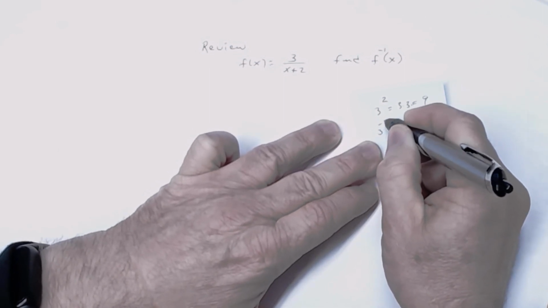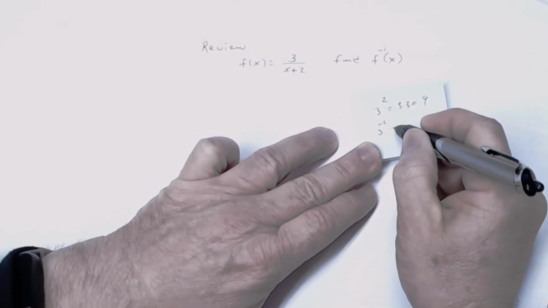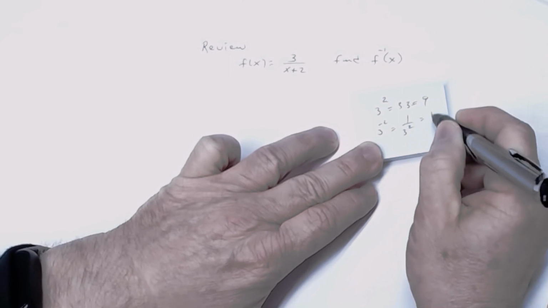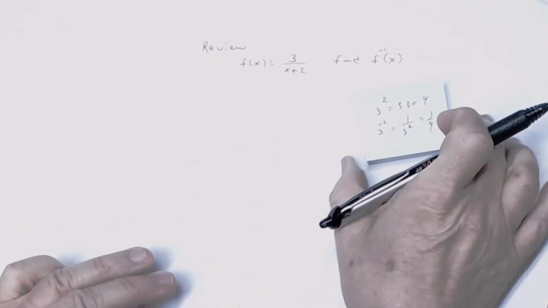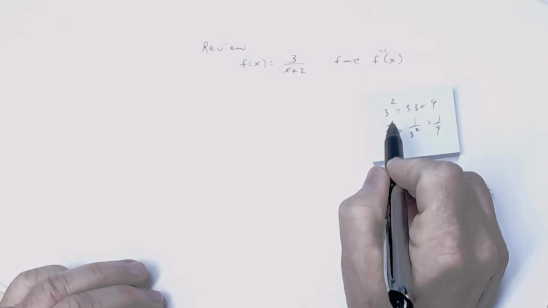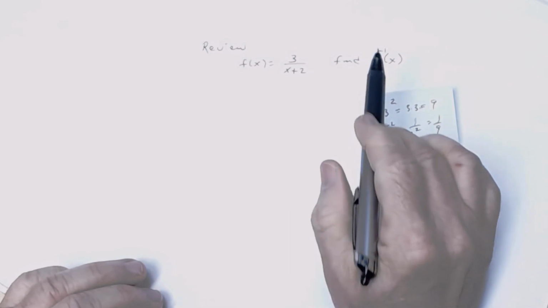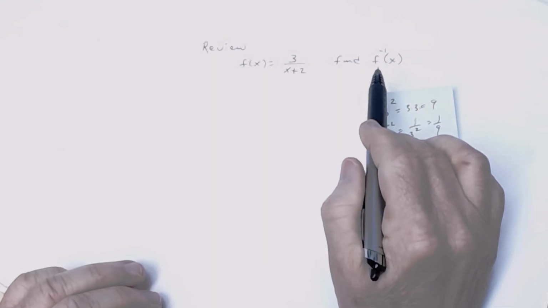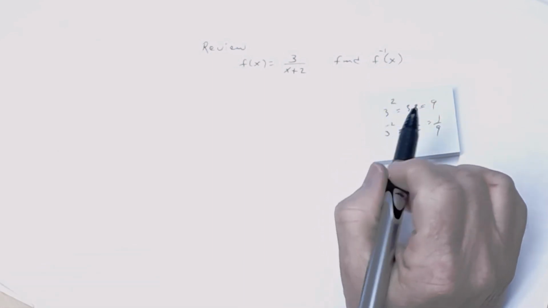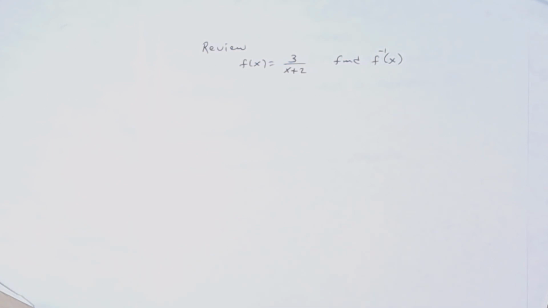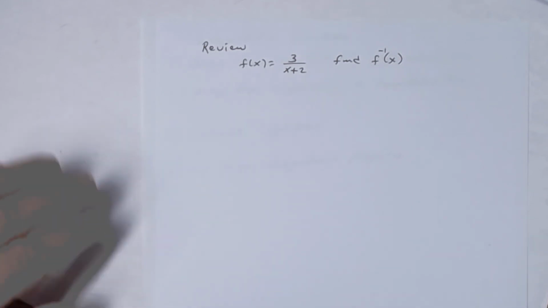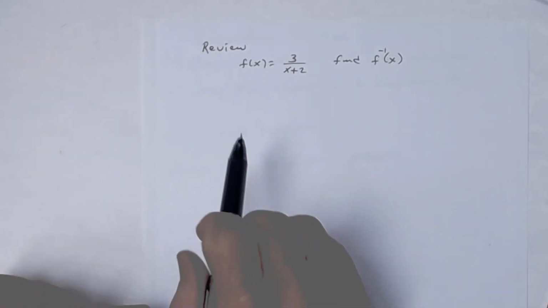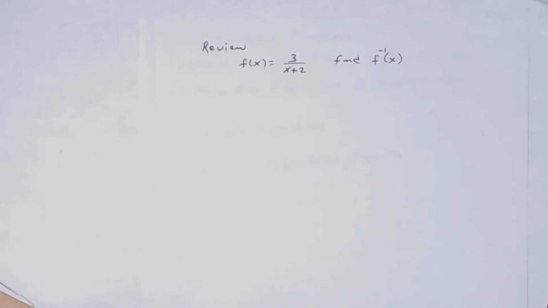And then 3 raised to the negative second power is 1 over 3 squared, which would be 1 over 9. So don't confuse these exponents with what you see here. This reads f inverse, not f to the negative 1. All right, so that was discussed when we looked at exponential functions. Now let's remind ourselves how to find the inverse of this function.